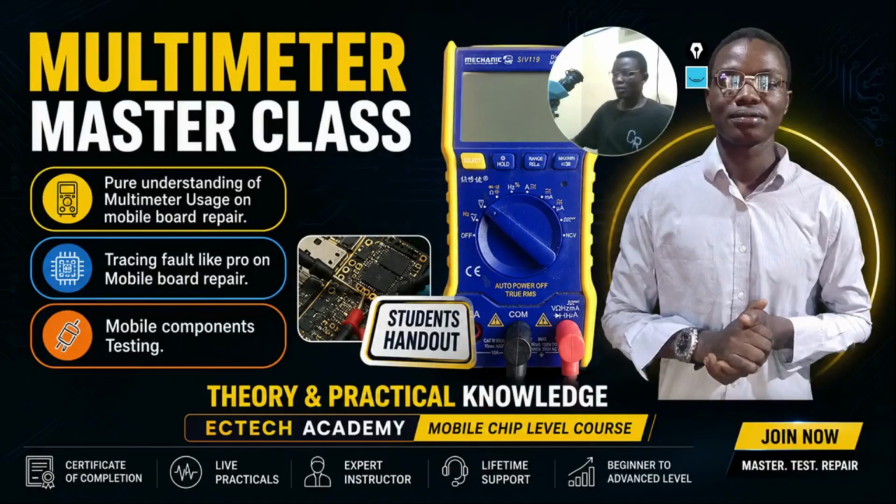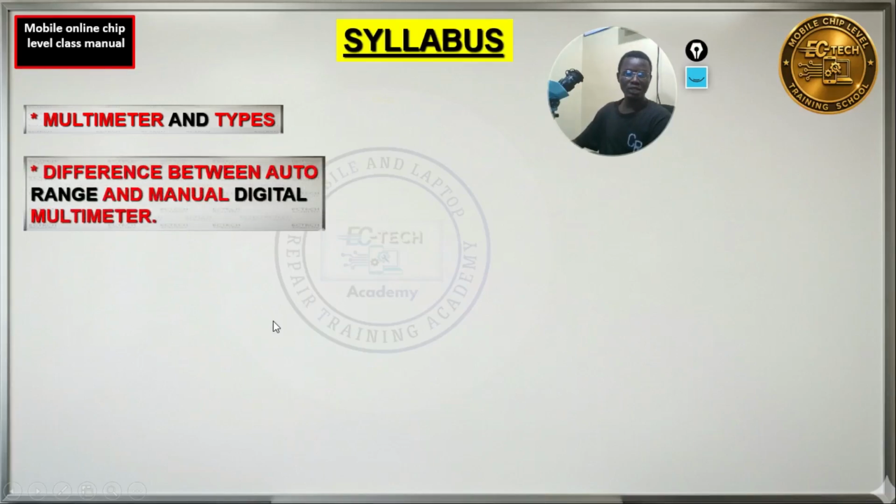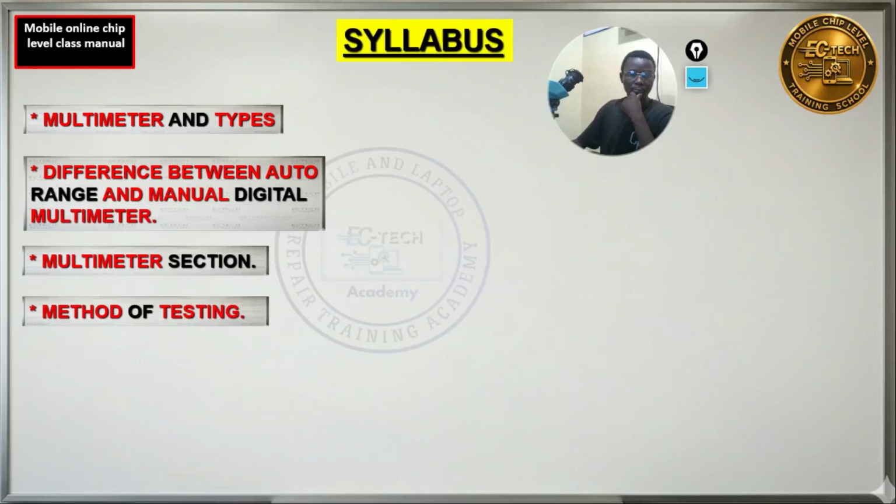Now let's see the syllabus we are going to cover under the multimeter master class. First of all, we are going to learn the introduction of multimeter and its types, which is very compulsory. Also the difference between auto range and manual digital multimeters, and the multimeter sections. That's the beginning of understanding your multimeter. Also the method of testing on a mobile phone.